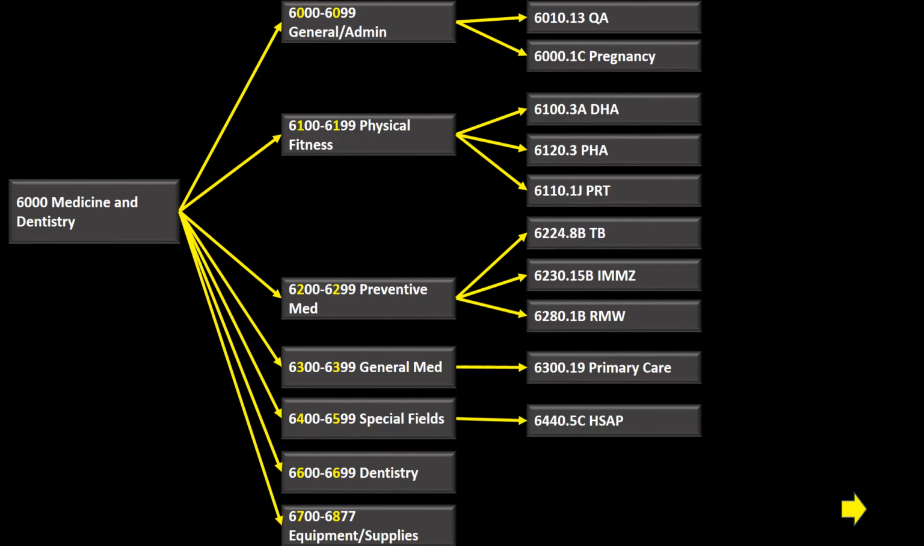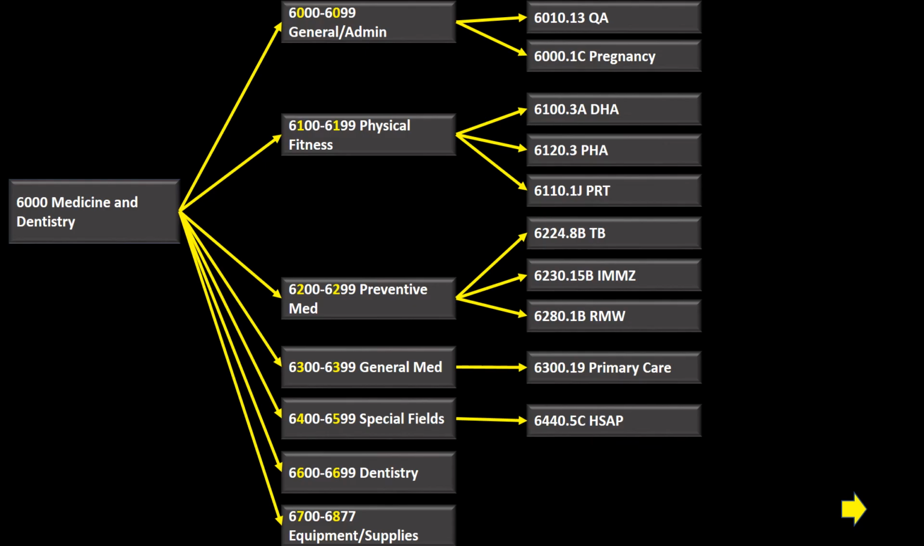Special fields, HSAP, right? Health Service Augmentee Program. We'll think about what this instruction's about. It's all the regulations, everything that goes into pulling somebody from a different command and deploying them greenside, deploying them to a special field, right? Being in the field and being with an amphibious unit like the Marines. So that's why it falls under 6400 series, our HSAP program, 6440.5 Charlie.